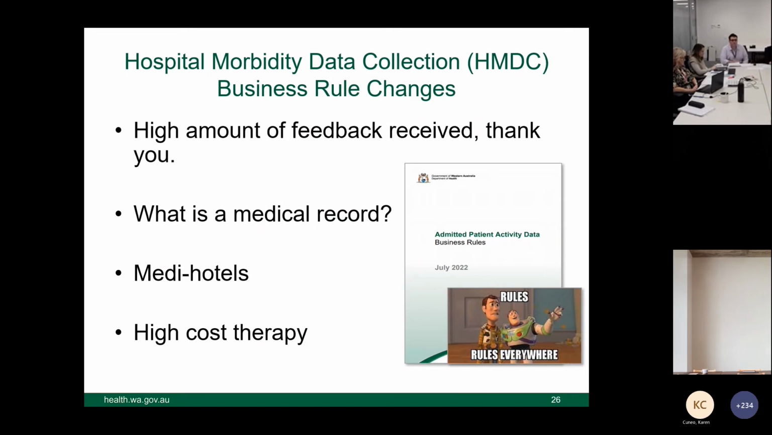So one of the changes that was introduced to the HMDC business rules was around medical records and the requirements for admitted activity to be documented correctly. So audits found that there were often issues with the placement of documentation within medical records, with documentation often misfiled or combined with each other. So this caused issues with the abstraction and the allocation of ICD codes, as well as being unable to determine the location of when patient transfers occurred.